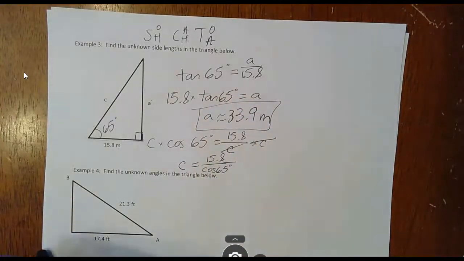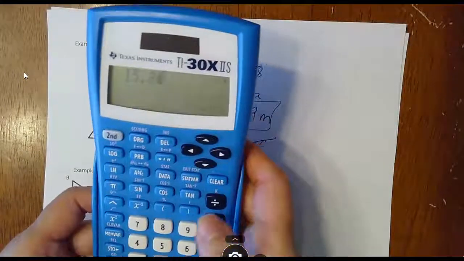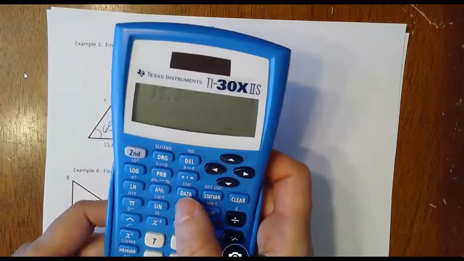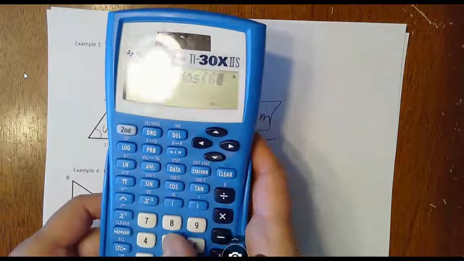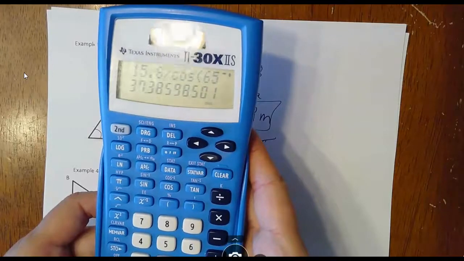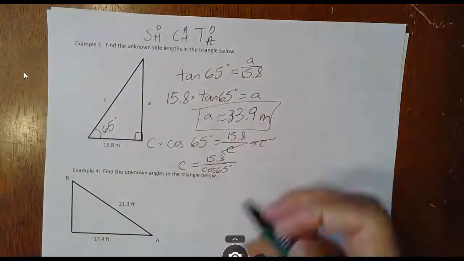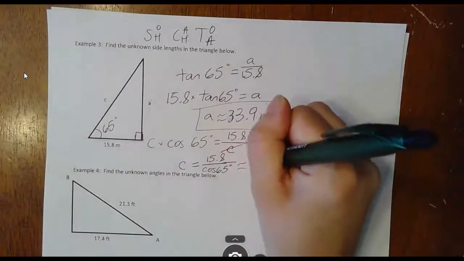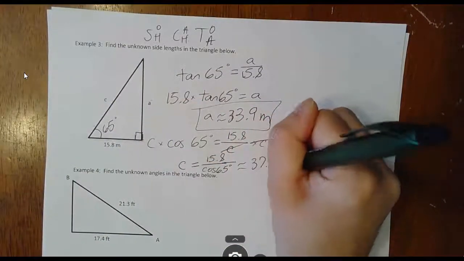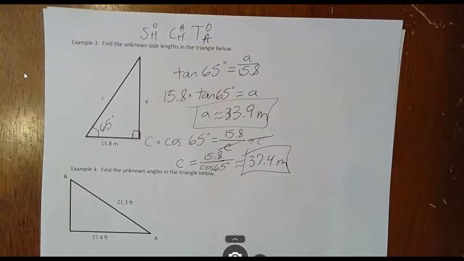And again, I'm just typing that right into my calculator. I clear this. I do 15.8 divided by the cosine of 65 degrees. And that hypotenuse is about 37.4 meters. Okay, and so that's how you solve for side lengths. All right, next up, solving for angles.